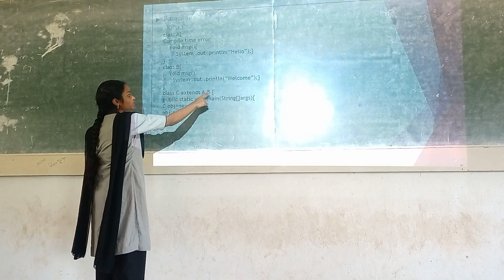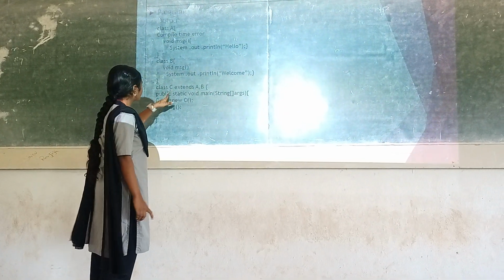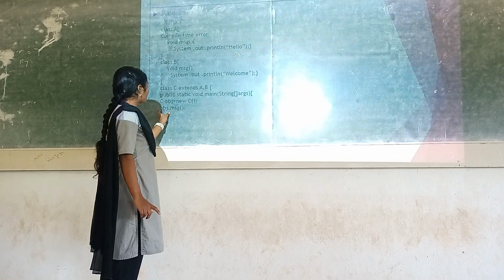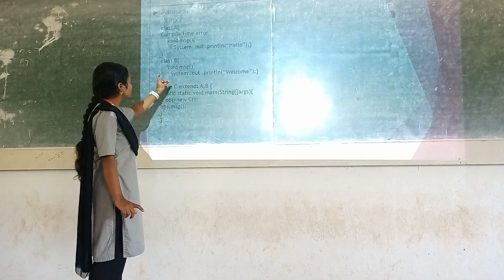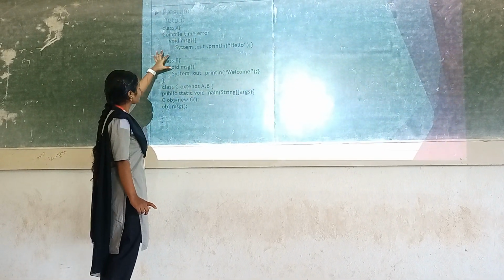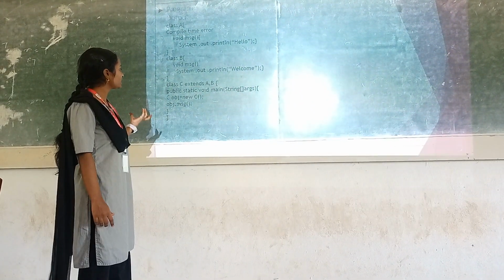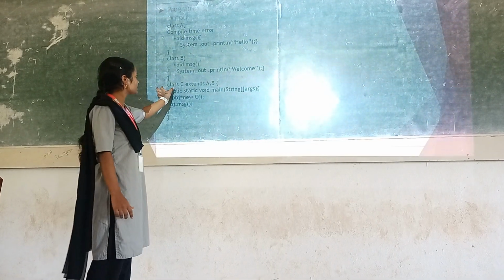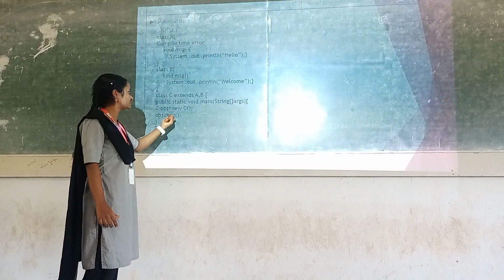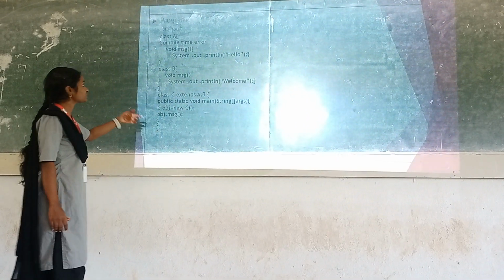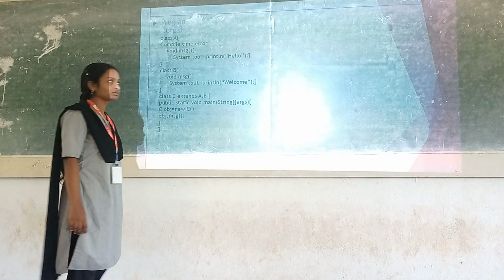Why? Because if C inherits both A and B, when I create an object for C and call the method message, there are two. I have created the same method in both classes. Here the Java compiler gets confused about where to inherit from. So when we execute this, we will get a compile error.